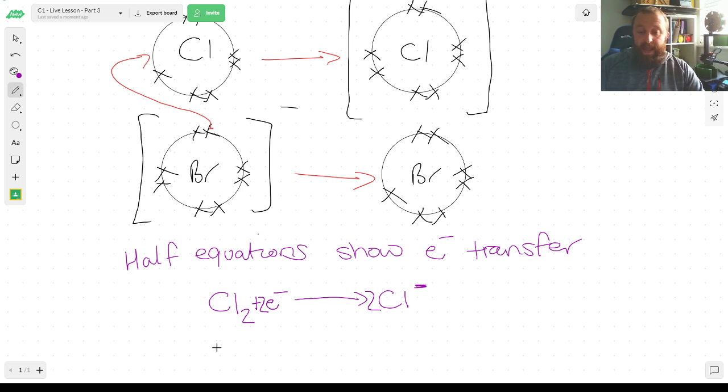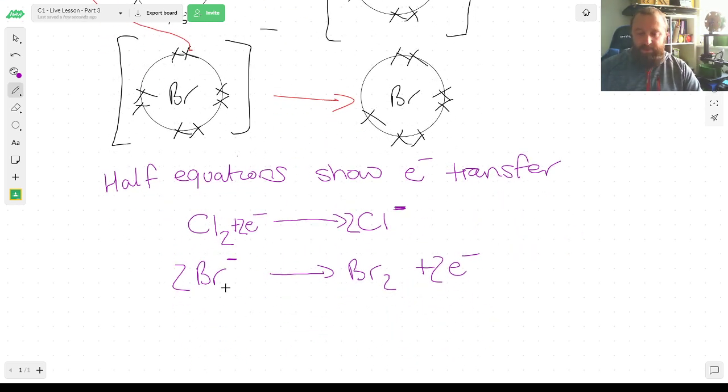Okay? If I look at my bromide, it needs to lose its negative charge, so it's going to lose an electron on each of the atoms. Remember, it's diatomic, so I've got to write it as Br2. So it's going to lose that electron. So let me just balance this up. So this is my half equations. If, and I really don't like writing it this way, as a chemist it makes me cringe, but at GCSE you can get away with it. If you're struggling with writing it this way, you can also write it like this.